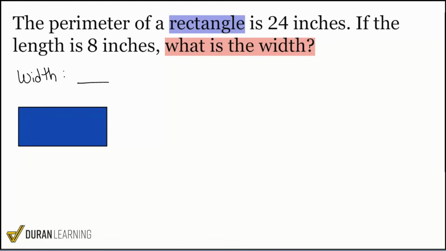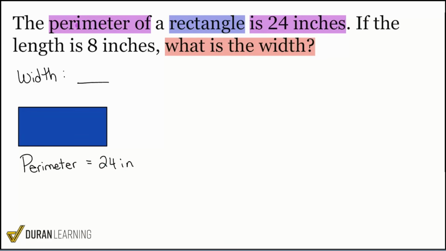So right over here, let me highlight this in a different color. Let's use purple. It says the perimeter of the rectangle is 24 inches, so I can absolutely write that down right over here. Perimeter equals 24 inches. Perfect.